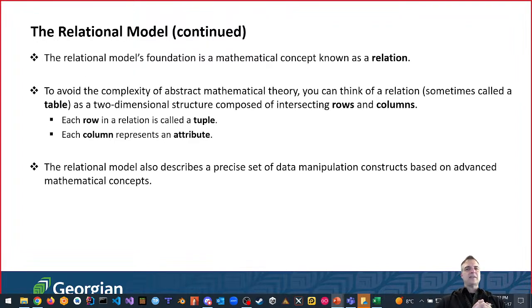So what is a relation? It's a mathematical concept, right? Sometimes we call a relation a table. That's what a table is, a relation. We think about it as a two-dimensional structure with rows and columns, where rows are sometimes called tuples, sometimes called records, right? And columns, a lot of times, are attributes. Sometimes we also call them properties, depending on which thing you're using it for, okay?